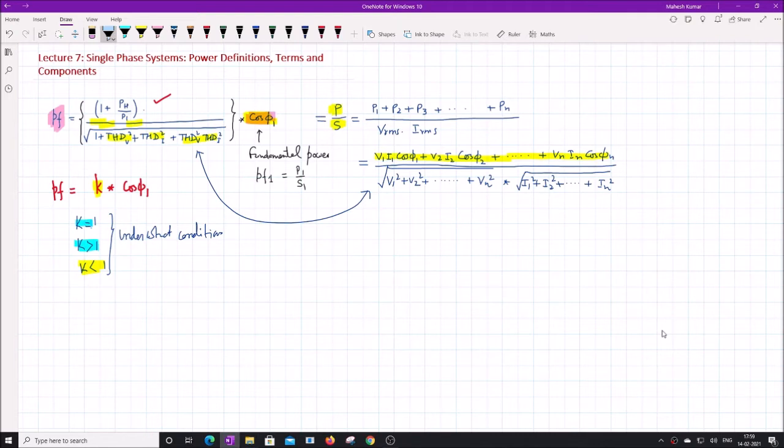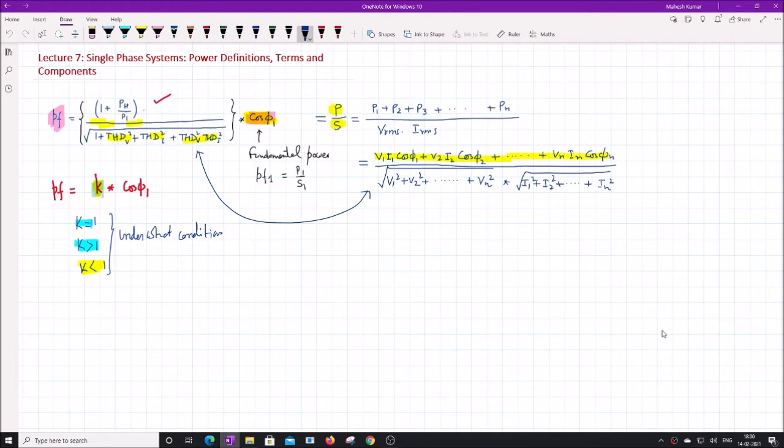What is the possibility? In presence of harmonics, what is the possibility of this factor k having its value either equal to 1, greater than 1, or less than 1? We have to see. We cannot say in advance that for this circuit it is this, for that circuit it is that. So we will take a simple circuit first. What will we take?